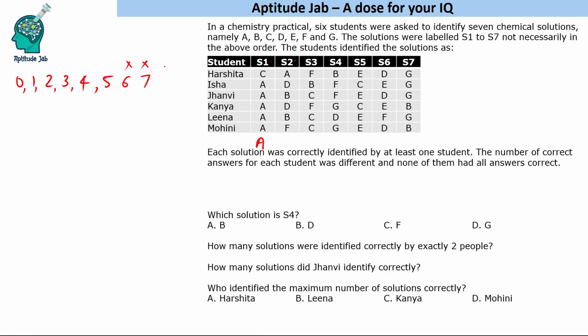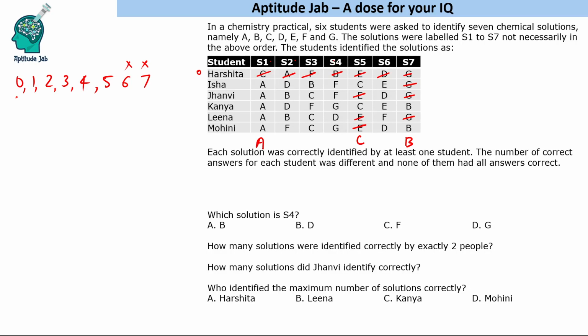Okay. Now we know that there is a person who got 0 correct. So if that person got 0 correct, that person could only be Harshita, because all of the others have got one answer correct. So if Harshita got all incorrect, all these answers will be wrong. Now if you see solution 5, she answered E. So that means the answer should be C. And this she answered G. So the answer should be B.